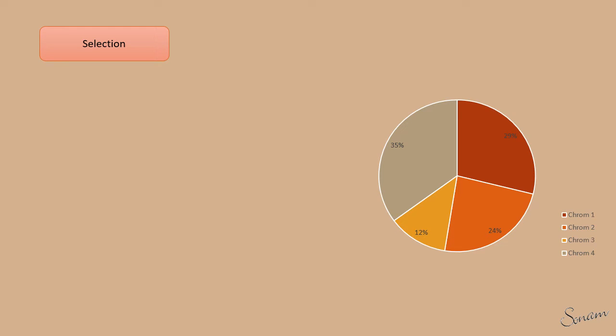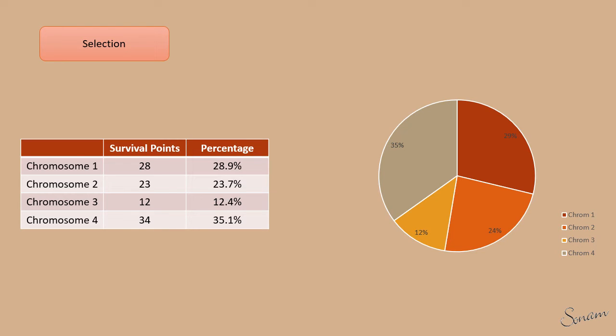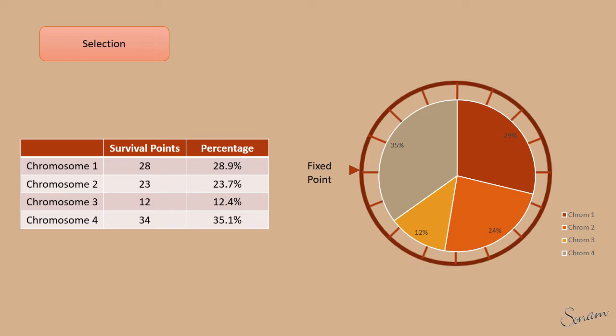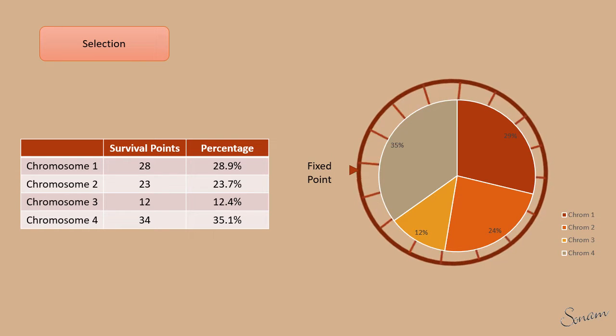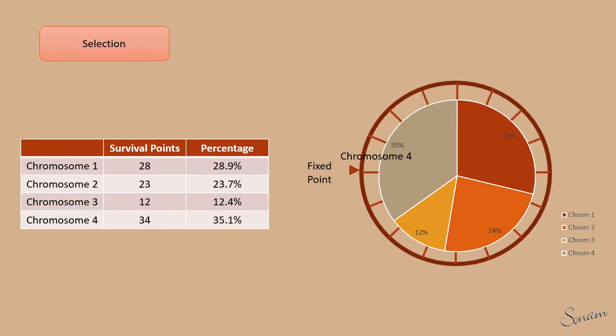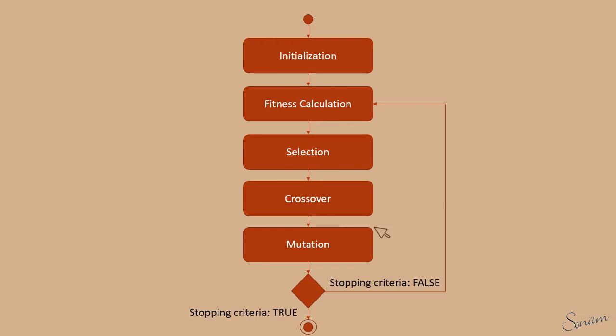Consider a wheel. And let's divide that into several divisions equivalent to the number of chromosomes in our population. The area occupied by each chromosome will be proportional to its fitness value. Based on these values, let us create our roulette wheel. So, now this wheel is rotated and the region of wheel which comes in front of the fixed point is chosen as the parent.